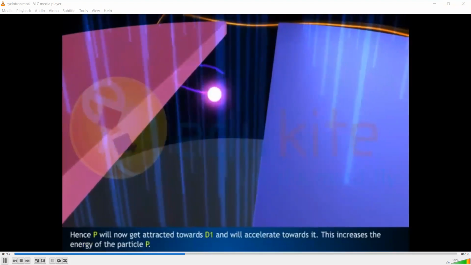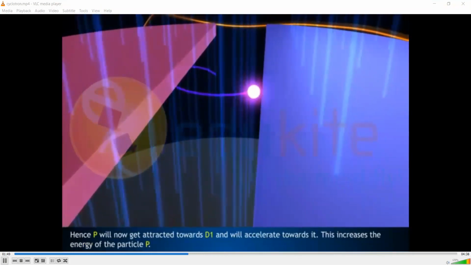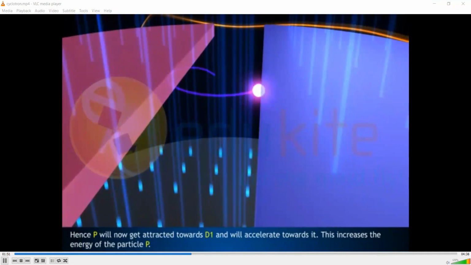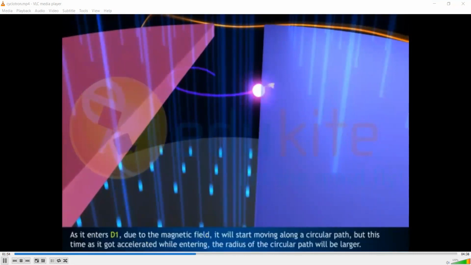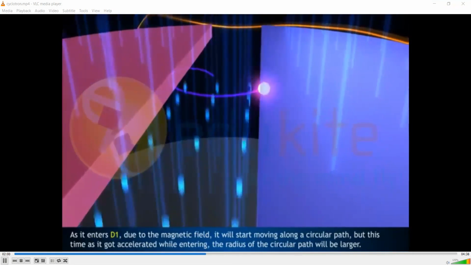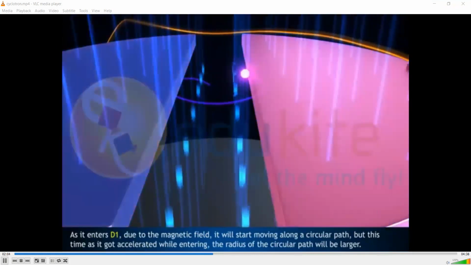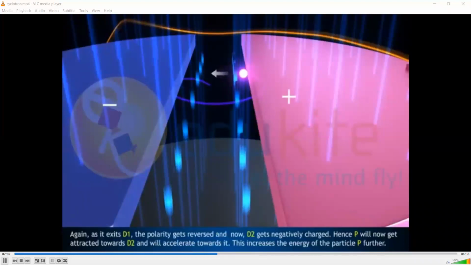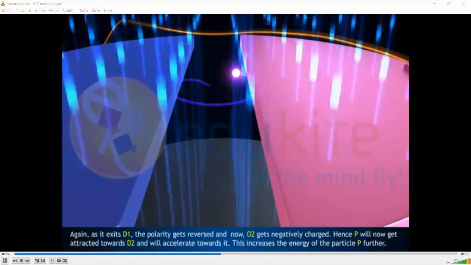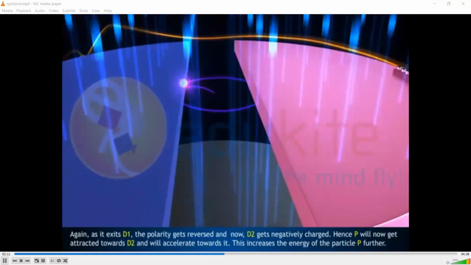Hence, the proton will now get attracted towards D1 and will accelerate towards it. This increases the energy of the particle. As it enters D1, due to the magnetic field, it will start moving along a circular path. But this time, as it got accelerated while entering, the radius of the circular path will be more. Again, as it exits D1, the polarity gets reversed. And now, D2 gets negatively charged. Hence, the proton will now get attracted towards D2 and will accelerate towards it.